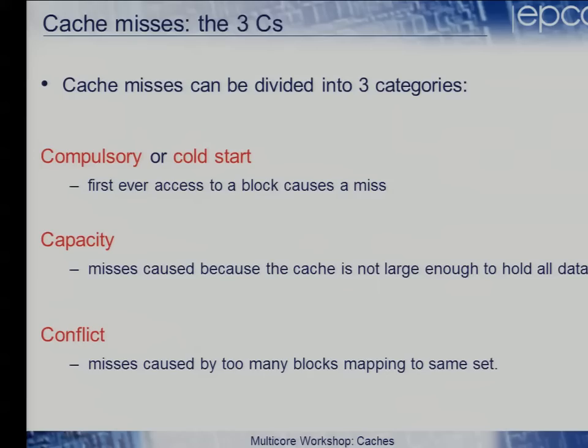Capacity misses is where your data doesn't fit in cache. The cache is not large enough to hold all the data. So you have a 2 megabyte array and a 1 megabyte cache. If you zip through the array, by the time you get to the end, you've replaced all the stuff at the start. Now, the way to avoid that in software is to do some kind of tiling.